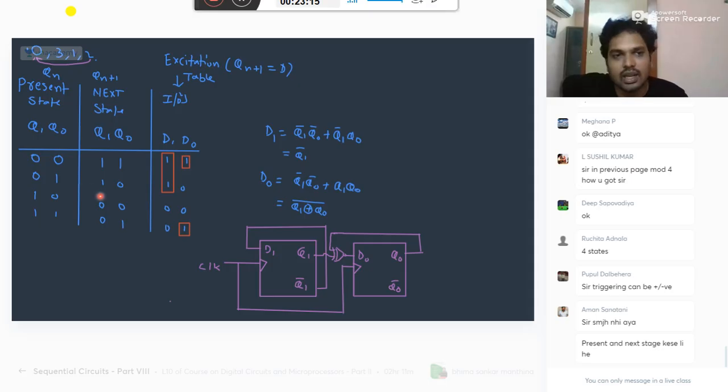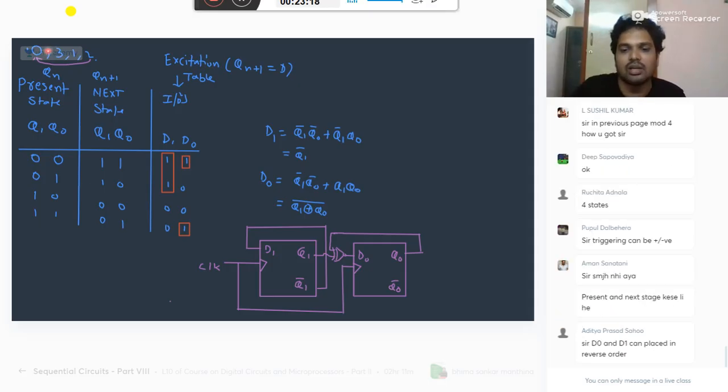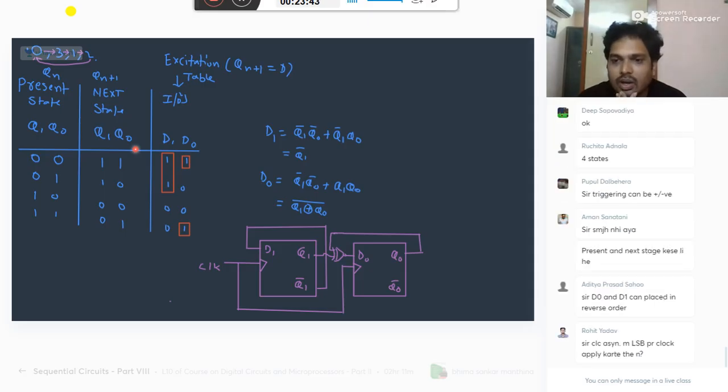Next is how to write it according to the table given by the examiner. The table will say 0 goes to state 3, 3 goes to state 1, 1 goes to state 2, 2 goes to state 0. So 0's next state is 3, 1's next state is 2, 2's next state is 0, 3's next state is 1. Tell me now what is the doubt? You can keep it according to your wish. The equation should be satisfied. That's all, Aditya.